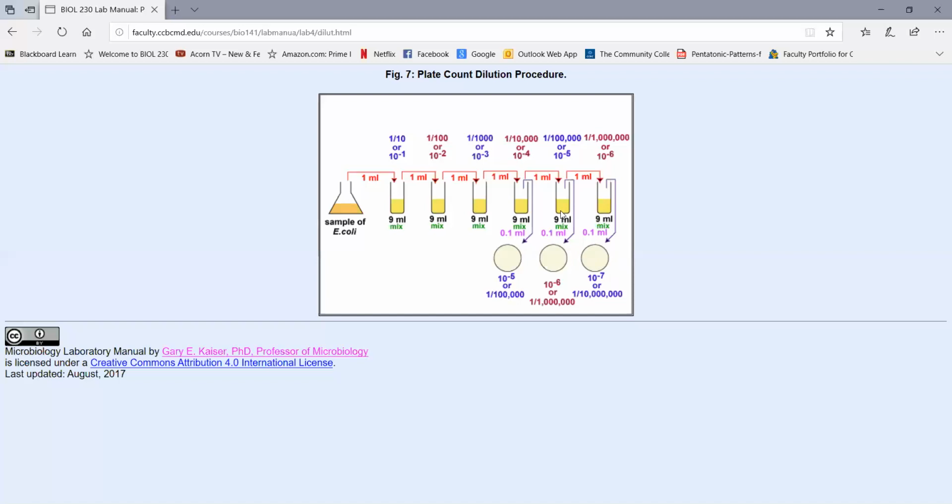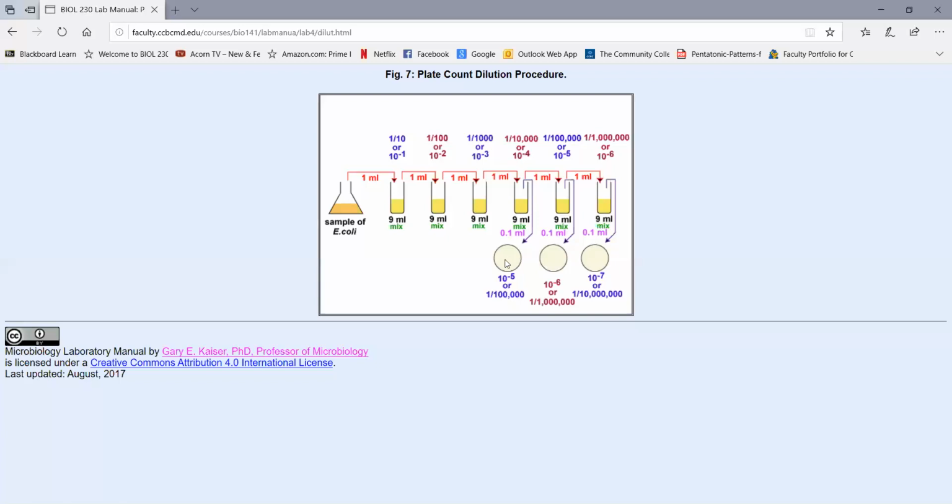Then take 1/10 of a mil of your 10 to the minus 5, or 1 to 100,000 dilution, and pipette that in the center of this plate. Again, sterilize the glass rod. Using the turntable, spread that 1/10 of a mil out over the entire surface. Then finally take 1/10 of a mil out of your 1 to 10,000, or 10 to the minus 4 tube, put it on your 10 to the minus 5 plate, and spread that out with the bent glass rod and turntable.